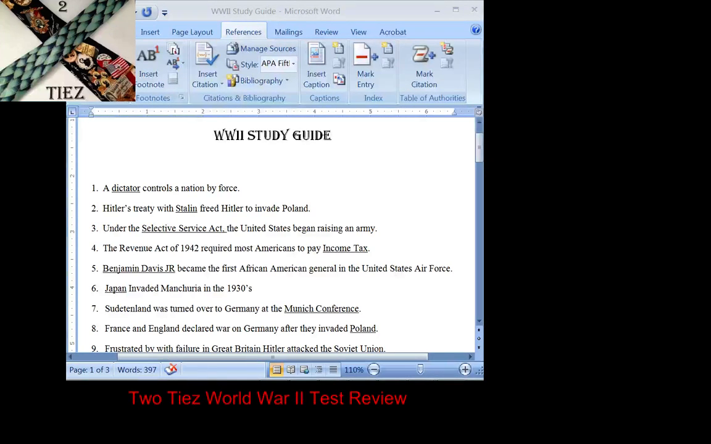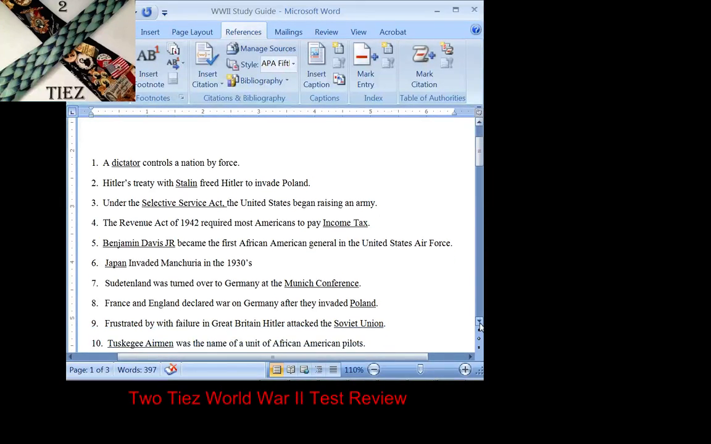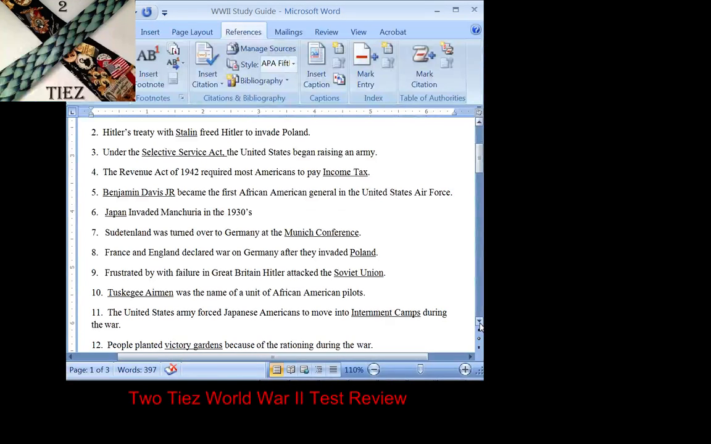The Revenue Act of 1942 required most Americans to pay income tax. Benjamin Davis Jr. became the first African American general in the United States Air Force. Japan invaded Manchuria in the 1930s. Sudetenland was turned over to Germany at the Munich Conference. France and England declared war on Germany after Germany invaded Poland.